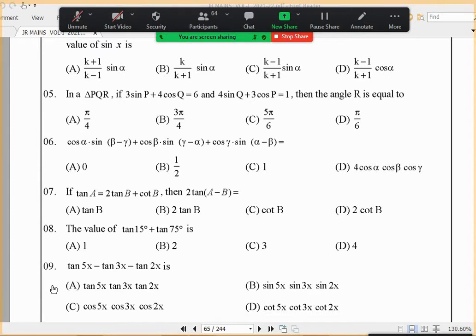Okay, fifth question. We have to get an idea to square and add. (3 sin p plus 4 cos q) whole square plus (4 sin q plus 3 cos p) whole square is equal to 6 square plus 1 square.